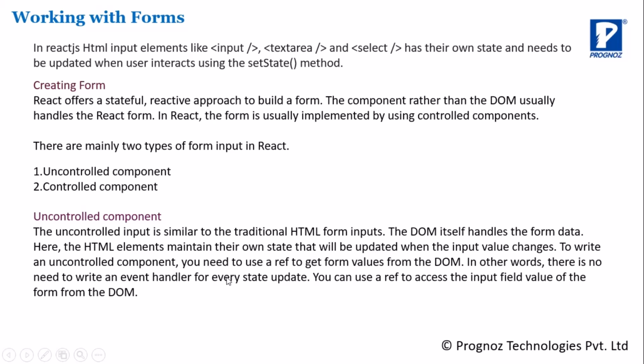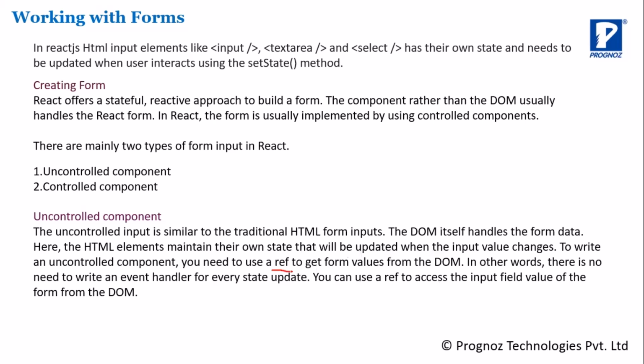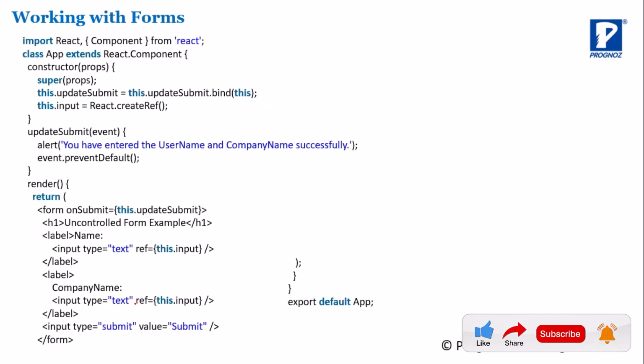To write an uncontrolled component, we need to use the ref keyword. What is the keyword we need to use? The ref keyword, to get the form values from the DOM. If you want to take the values of the input element, we have to use the ref keyword whenever we are using an uncontrolled component. In simple words, there is no need to write an event handler for every state change. We just have to use the ref keyword to access the input field value from the DOM. So how do we create it?